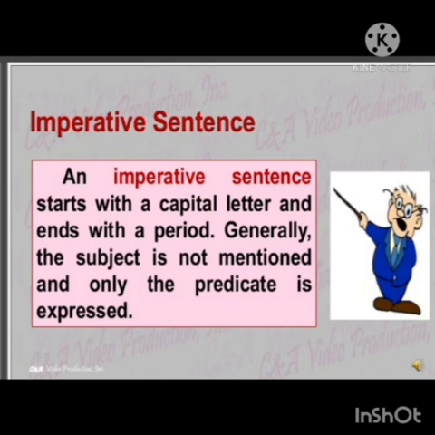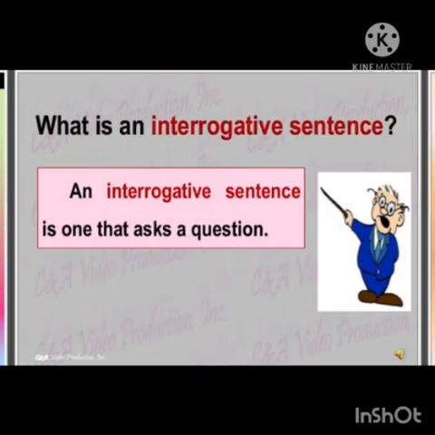Children, an imperative sentence starts with a capital letter and ends with a period. That means full stop. Generally, the subject is not mentioned and only the predicate is expressed. Now, our third kind of sentence is interrogative sentence. An interrogative sentence is one that asks a question. We all know about it, right?